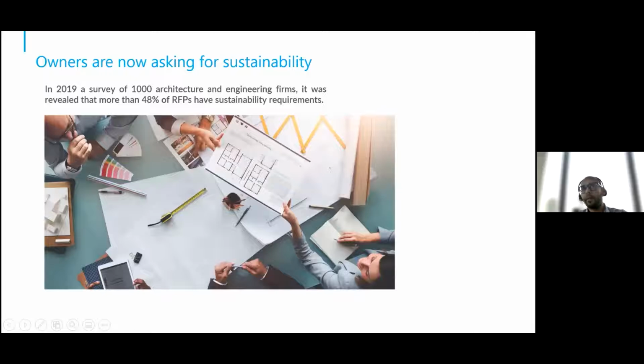Also, we conducted a survey of about 1,000 architecture firms and engineering firms, and it was revealed that more than 48% of the RFPs they're receiving, or RFPs that have been floated out, have sustainability requirements. So that definitely indicates that we have a high requirement for sustainable designs, better daylighting, high performance design and architecture.